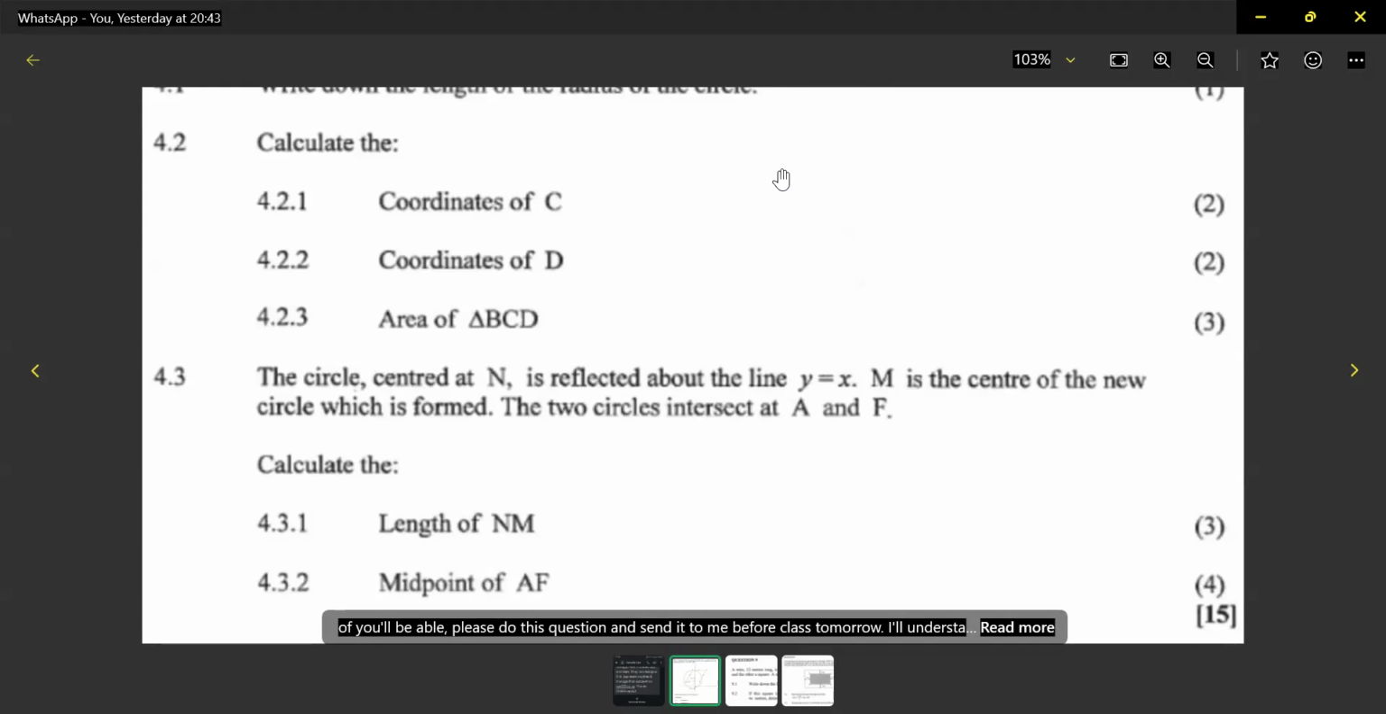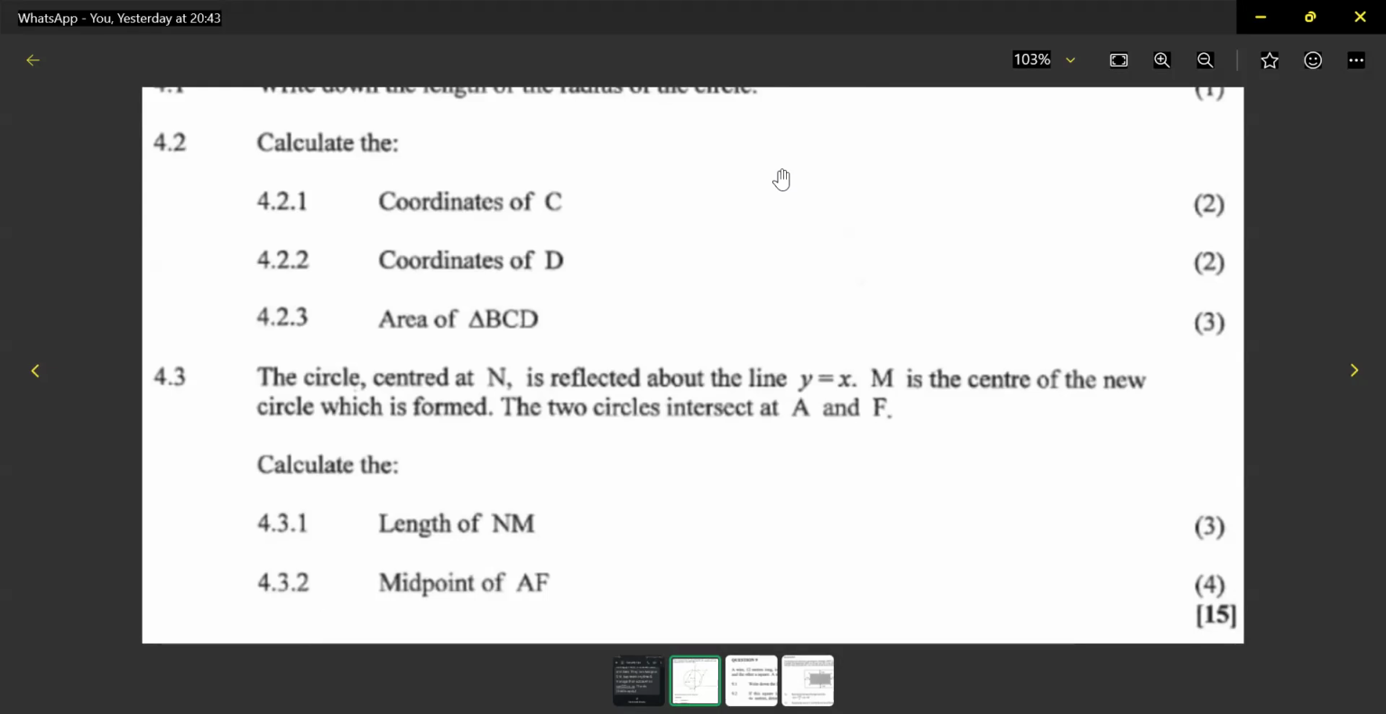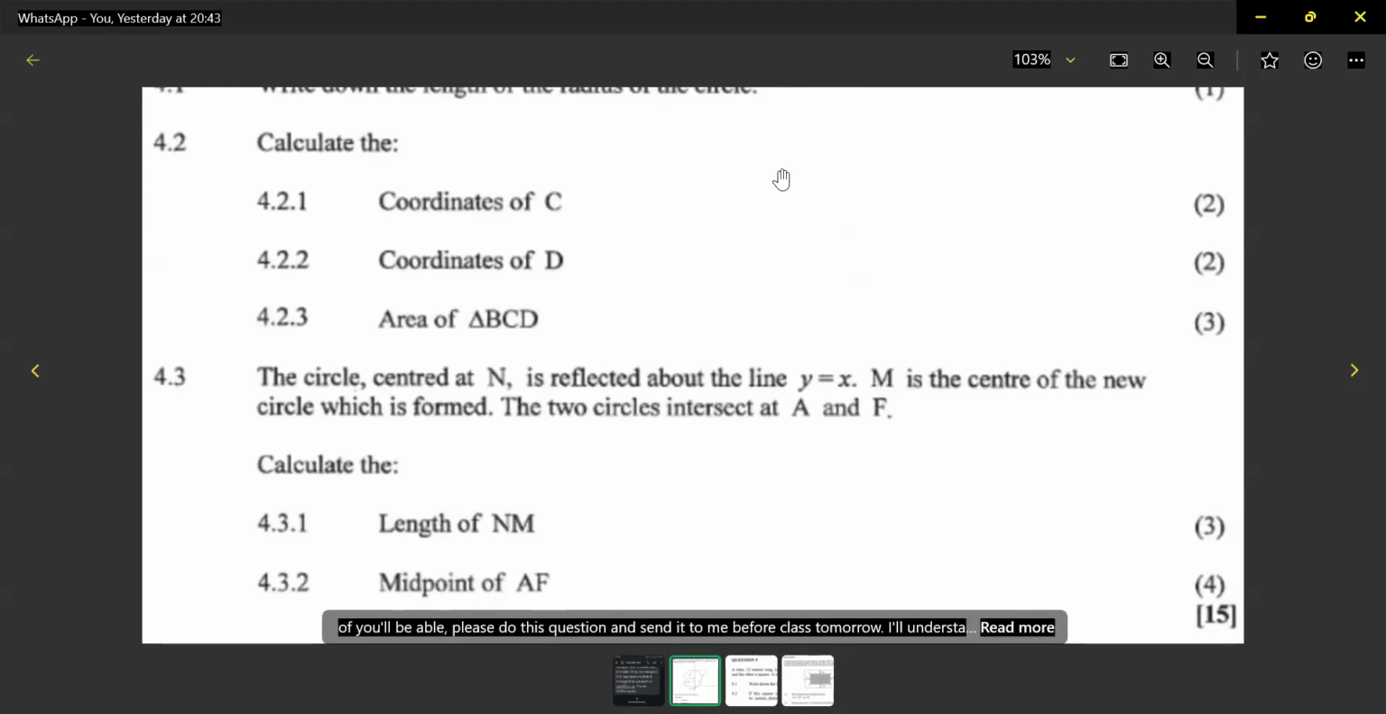Firstly, they say to you, please find the length of NM. Well, this one is straightforward. But the most interesting one is this one. Here they say to us, please find the midpoint of the line AF.